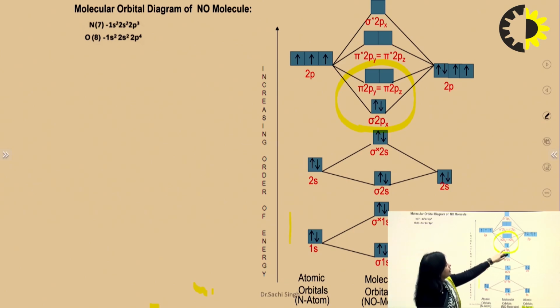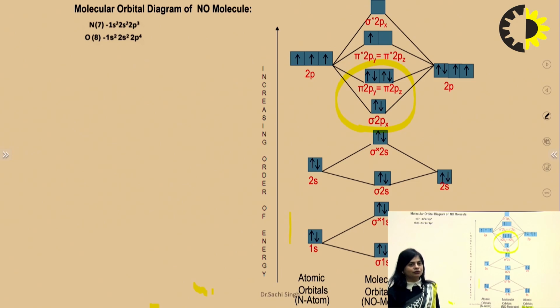So 2 are filled in bonding. Again, how many electrons are remaining? We have 5 electrons remaining, and 1, 2, 3, 4, and this one is the 5th electron. So this is the molecular orbital diagram for the NO molecule.